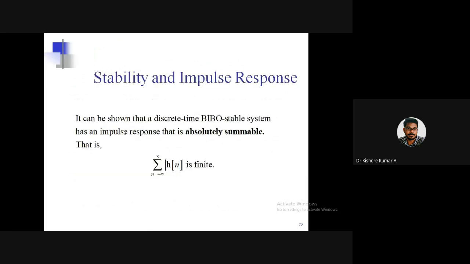And here also for discrete time systems, we need to know about stability and impulse response. It can be shown that a discrete time BIBO stable system has an impulse response that is absolutely summable. Whereas in the previous case it was absolutely integrable, here the summation of h of n from minus infinity to plus infinity is finite. If this equation is satisfied, we can say the given discrete time system is bounded-input, bounded-output stable.